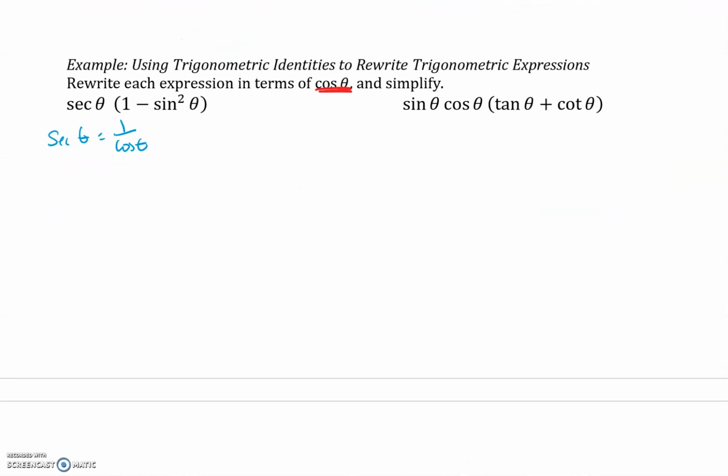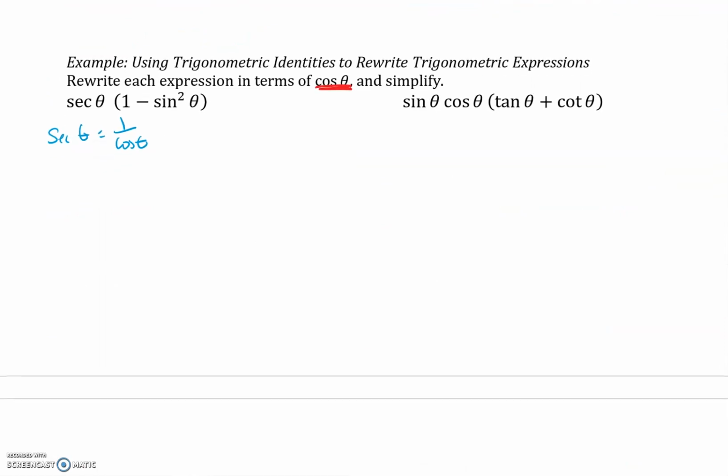But anyway, oops, I scrolled down too far. So we can remember, hey, cosine squared theta plus sine squared theta equals 1. I don't want sine, I want cosine. So let's take away cosine squared so we can get what sine squared equals, and then I can substitute that in. So I'm just manipulating this equation so I can substitute an equivalent expression. So sine squared theta equals 1 minus cosine squared theta.